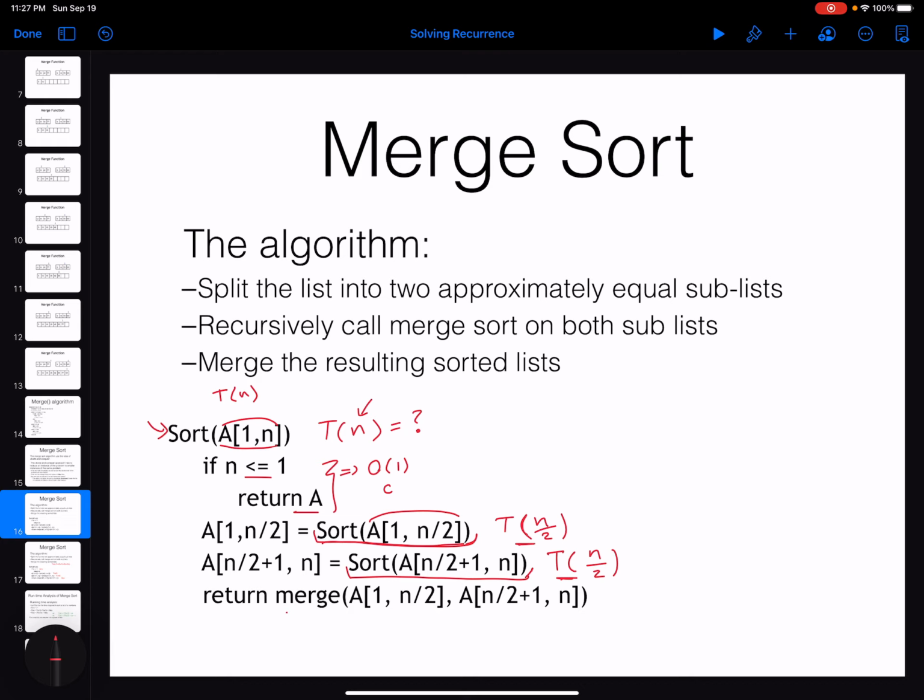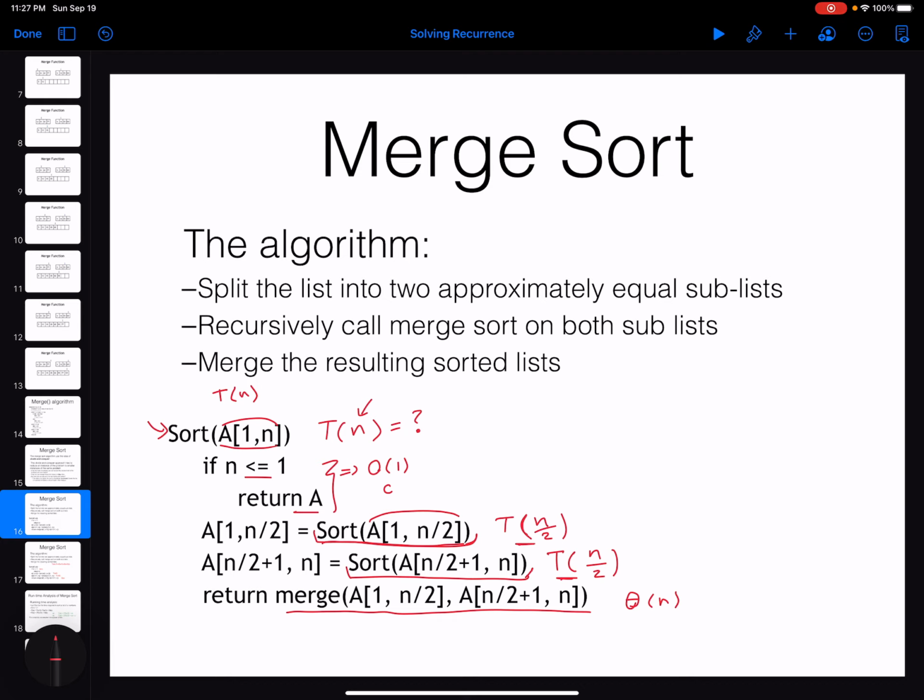And at the end, I am going to have a merge function. What was the cost of this? We already actually discussed that. That was going to be theta of n, or you can write it as O of n as well.